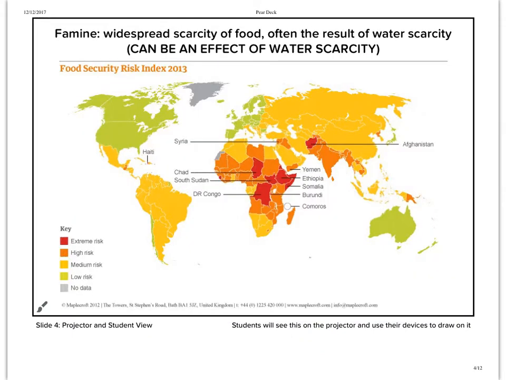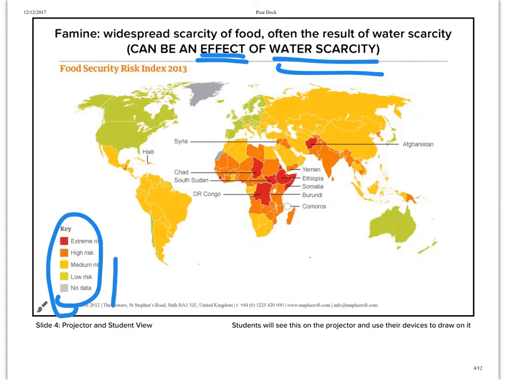All right, your next word is famine. Famine means a widespread scarcity of food, meaning we don't have enough food, often the result of water scarcity. So famine is going to be an effect of water scarcity, and you're going to need to know that later on. It's a result of water scarcity. So once again, we have a map that shows areas that are at risk, this map shows how at risk an area can be for experiencing famine. So basically, if you look at our key, the darker the color, the more famine is present in that particular region.